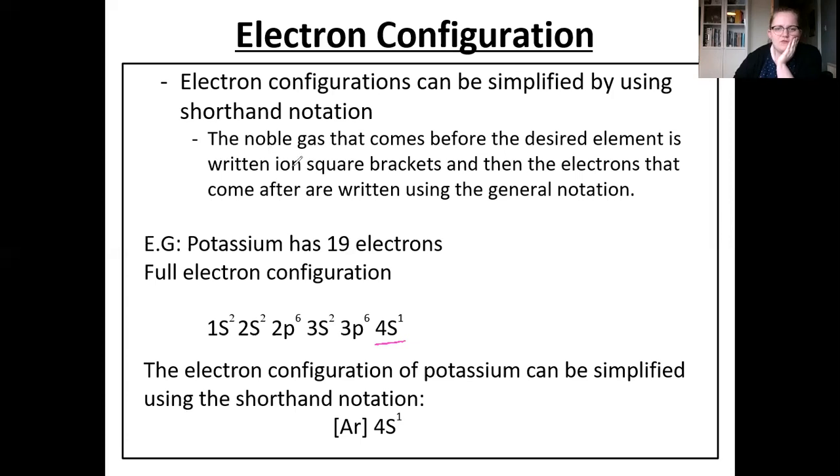What we do is we write it as the ion, the noble gas in the square brackets, and then the electrons that come after it are written using general notation. So for example, the noble gas that comes before potassium is argon. In this situation, we write argon in our square brackets, and then we just show the rest of the electrons that would come after argon. In this situation, it would only be 1 extra electron, so we have 4s1. So we would just write it like that.